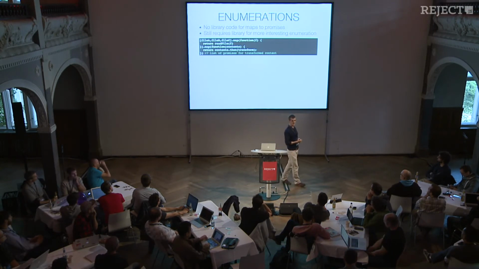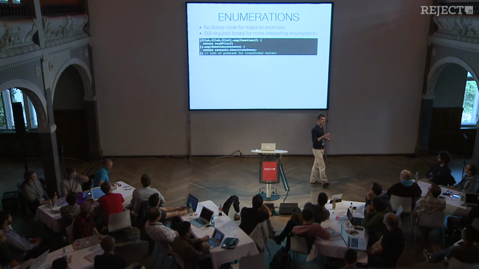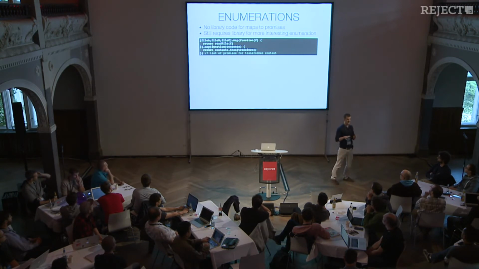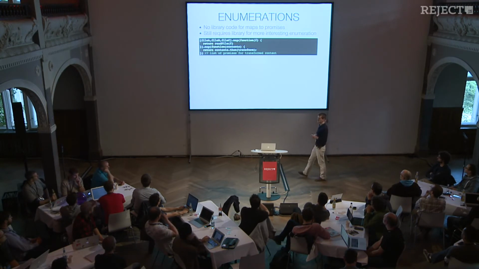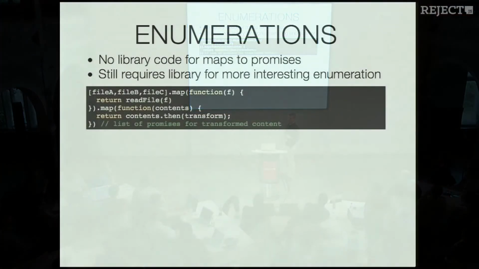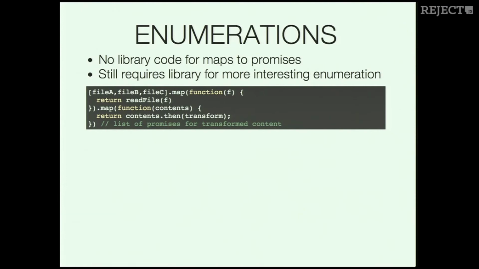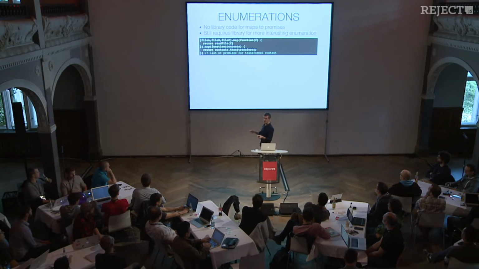Interestingly, it works with a lot less library code. If we just have promises, we don't need any other code at all. We just implement that two-function API, the then thing. Then we can start doing really interesting stuff. Here we have a map over three files. We return a promise for the contents of each file, and we map over the promises. So in the final function, we get a variable contents that contains a promise for the contents, and we can return a new promise for the transformation of that content without any additional library code. Because it's a value, it works with stuff like maps.